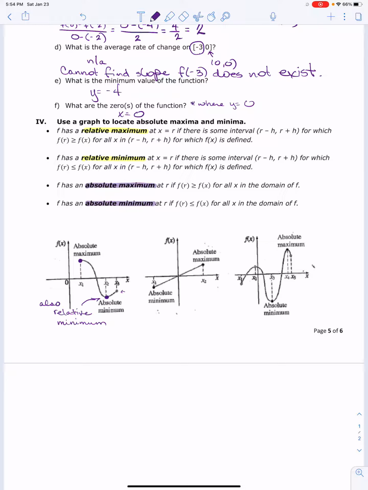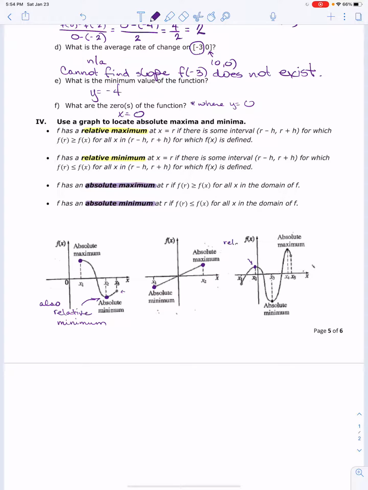So also, for the middle graph, we've got one that is strictly increasing. That's a linear. We've got an absolute minimum at one endpoint and an absolute maximum at the other. Nothing in the middle there. Okay. Our third graph right here, we're going to make this a closed circle.